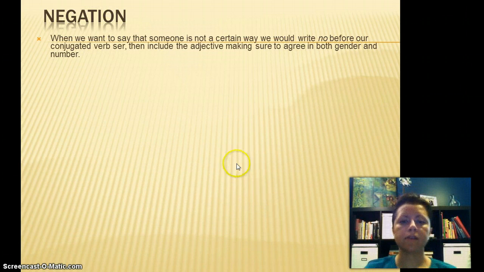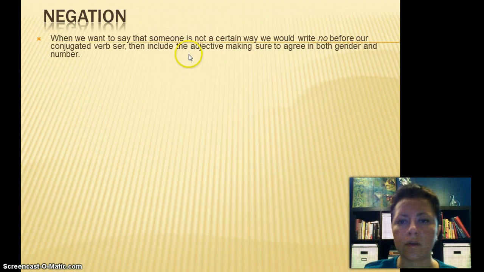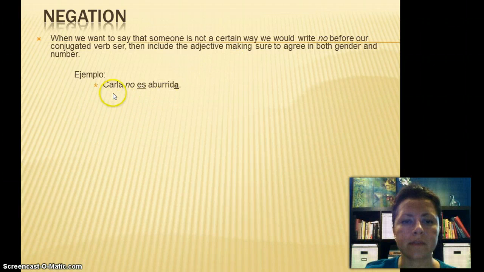Negation. When we want to say that someone is not a certain way, we would write no before our conjugated verb, then include the adjective, making sure to agree in both gender and number. So here's the example. Carla is not boring. She's not a boring person.